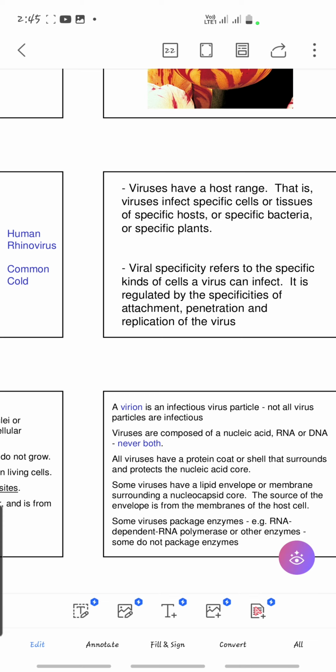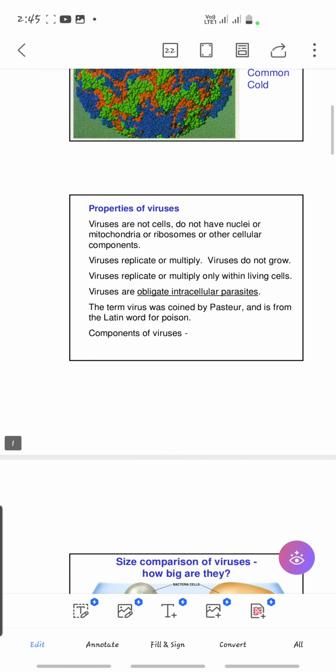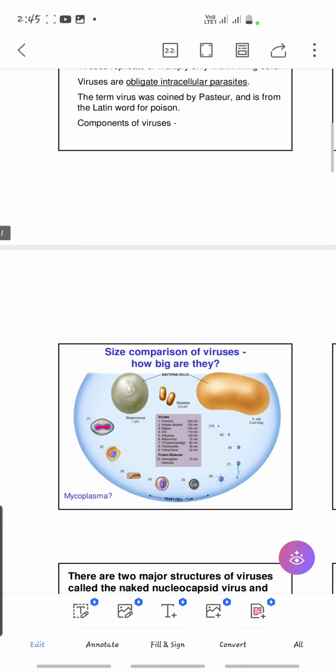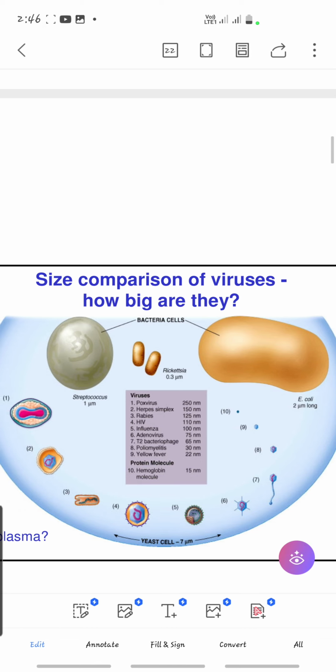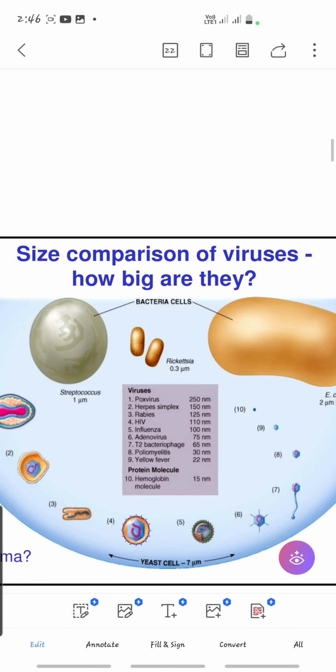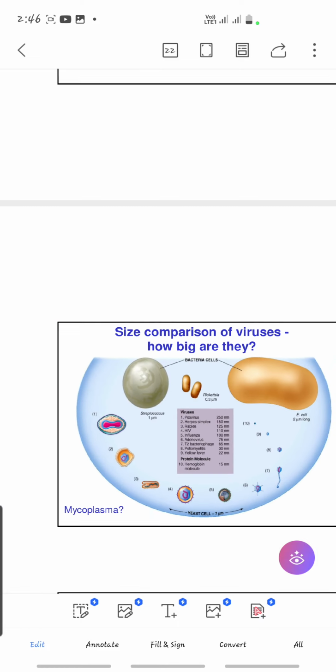Okay? So not only that, now that we know the components of viruses, we will be moving on to the size and comparison of viruses, how big they are. As you can see in the references, you can definitely know the size of the viruses. So I will not be reading it, just familiarize yourself with the sizes of the types of viruses. We also have this poxvirus. It is approximately 250 nanometers, and herpes simplex is 150 nanometers. So it's just a comparison of how big the viruses are compared to the bacterial cell.